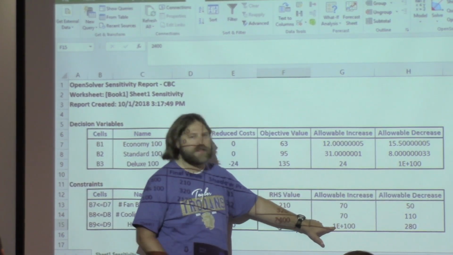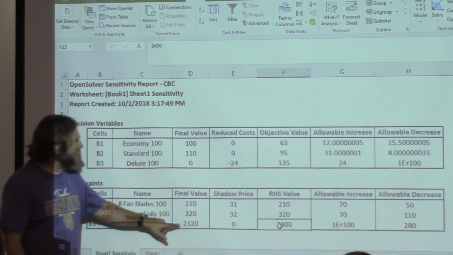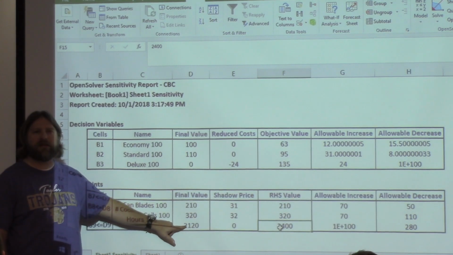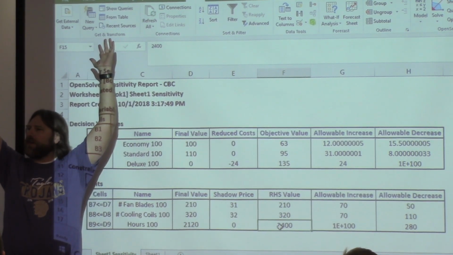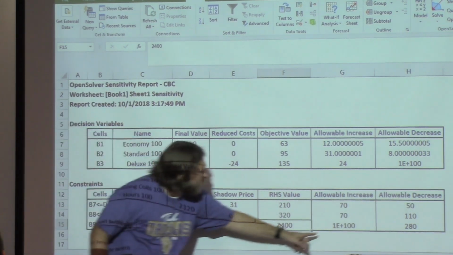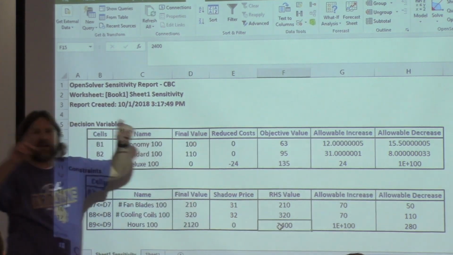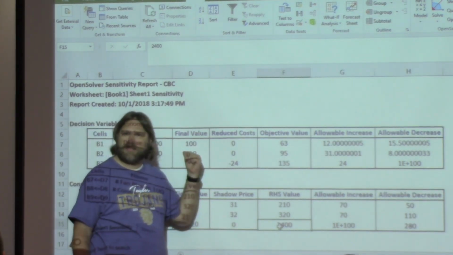And now this basically represents infinity, right? We can increase this value right here. We can increase our hours however much we want because it was a non-binding constraint. We can go and go. We could have 1,000,000 hours. We can have a Google, right? That's a Google. We can have a Google number of hours, and it's not going to change our objective function.